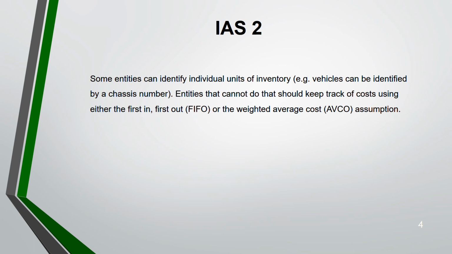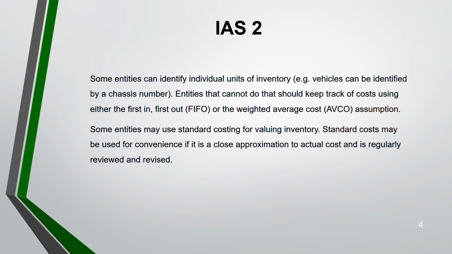Entities that cannot do this should keep track of the cost using either FIFO, first in, first out, or AVCO, weighted average cost. Some entities may use a standard costing for inventory valuation. Standard cost may be used for convenience if it is a close approximation to your actual cost and it is regularly reviewed and revised.